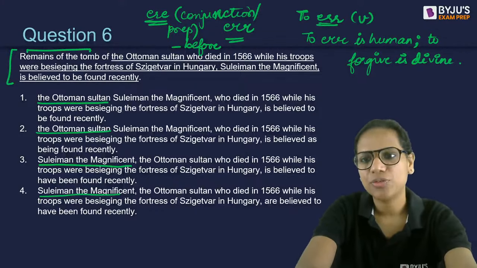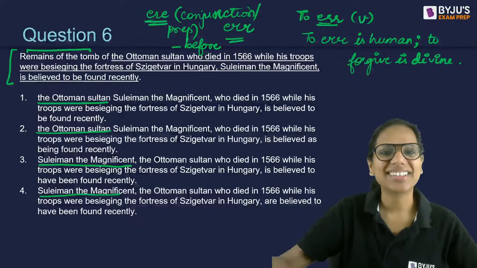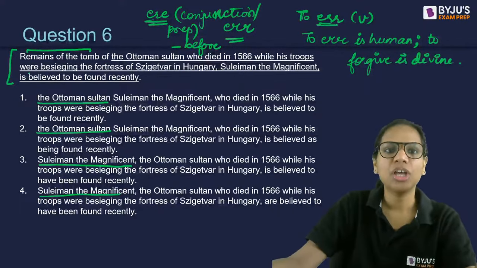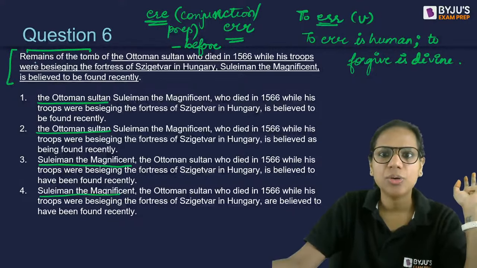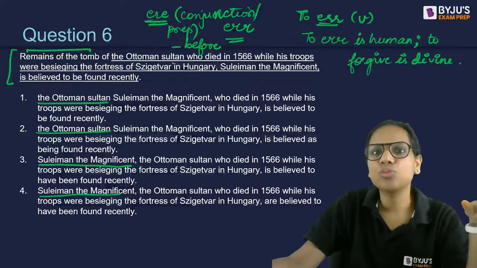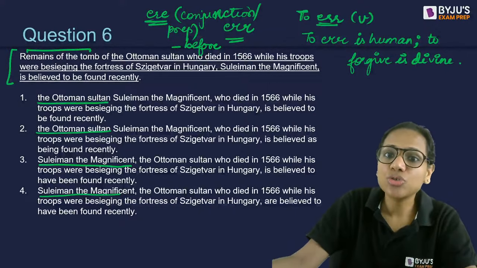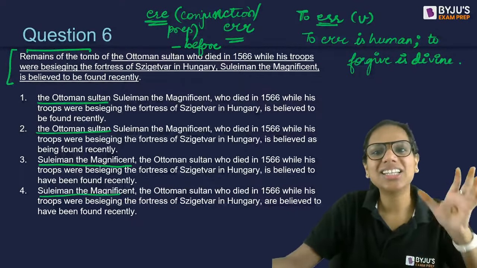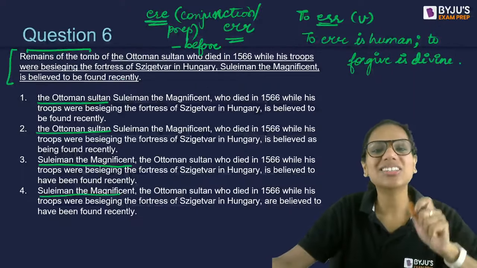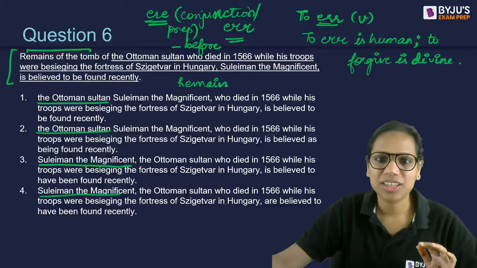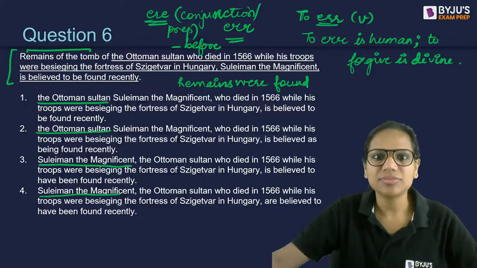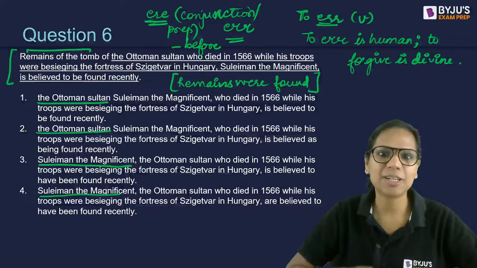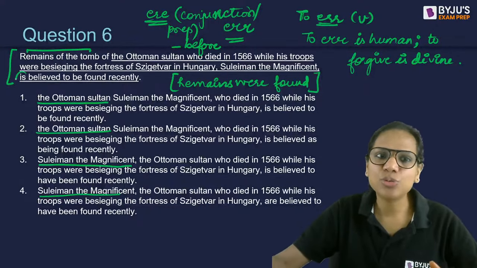All right, then let's see. If it's 2, 4, I've got one 3 also now. Remains of the tomb. When there is a lot of description in the sentence, you should be very clear about what the subject is. Remains of the tomb of the Ottoman Sultan who died in 1566 while his troops were besieging the fortress of whatever in Hungary. Okay, so basically, what does the sentence want to say after all this description? The sentence just wants to tell us that some remains were found or they were believed to be found. It's just this bit of information that has been given to us with a lot of description, right? So remains is believed to be found is incorrect, right?